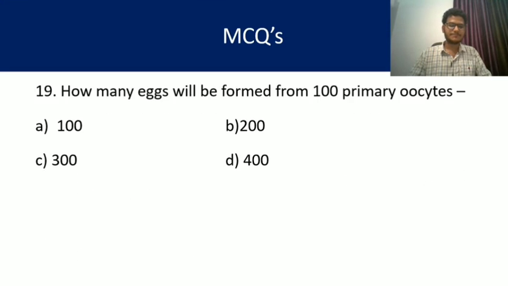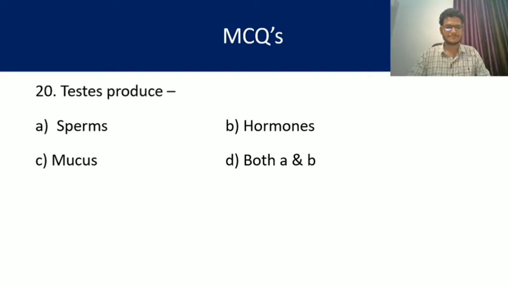Question number 19. How many eggs will be formed from 100 primary oocytes? So as we know, a single primary oocyte gives rise to a single mature egg. All the other three become polar bodies. But in case of spermatogenesis, from a single primary spermatocyte, 4 different mature sperms are produced. But here it is only one. So from 100 primary oocytes, 100 eggs will be formed. Answer is A.